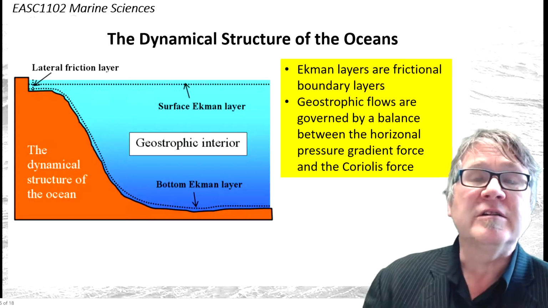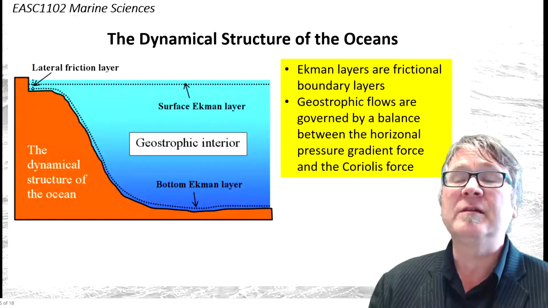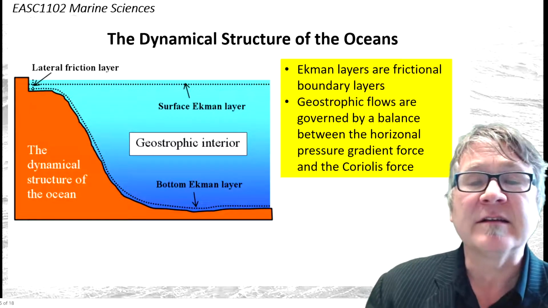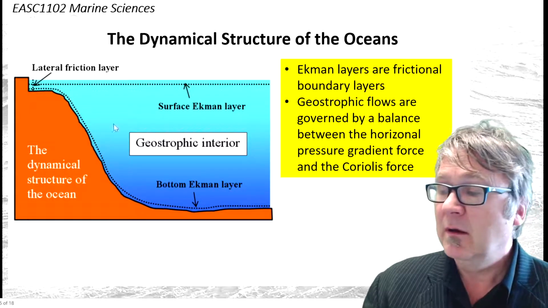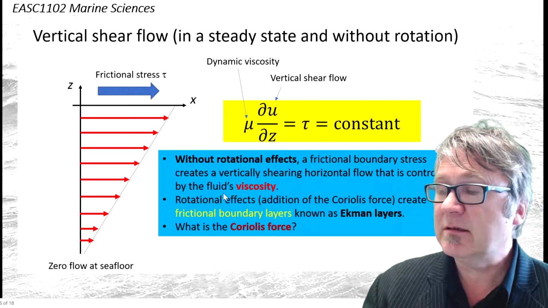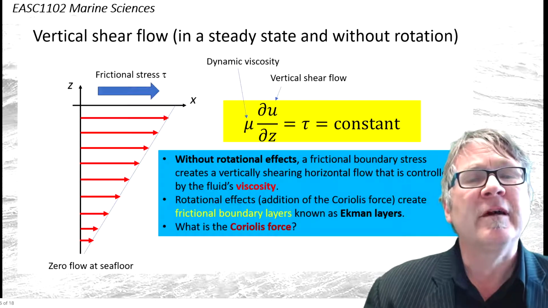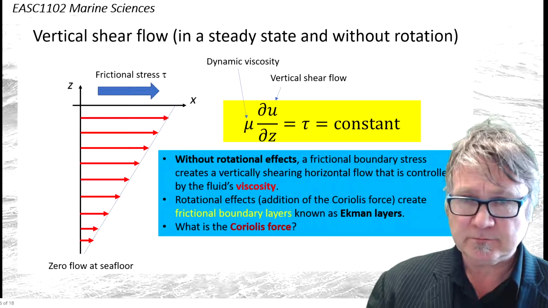So this is the general structure: no friction or little friction in the ocean interior. The frictional effects are actually confined to Ekman layers. Okay, next slide. So what do you get if you just have a frictional force along the surface?